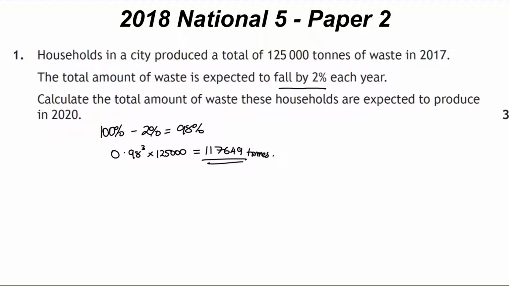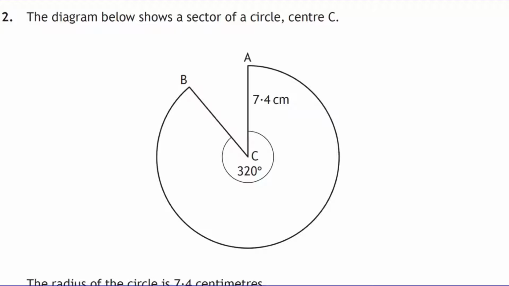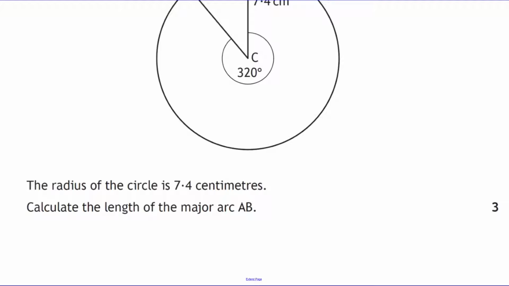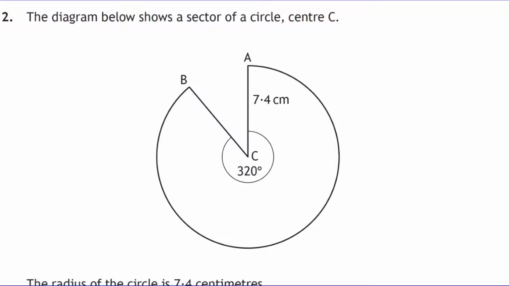Okay, question 2. The diagram below shows a sector of a circle, centre C. So we've got a sector of 320 degrees, radius 7.4, that's in the diagram. Calculate the length of the major arc AB. So it's looking for this distance around the perimeter of the shape.